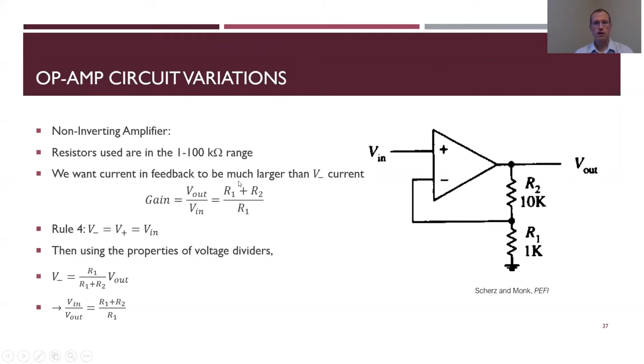The way to derive that, again, as usual, rule 4 with negative feedback says that V plus and V minus have to be the same thing. V plus I can see is V in, so that means that V minus is also V in. And then using the property of voltage dividers, V minus is R1 over R1 plus R2 times V out. So again, just solve that for V out over V in, and it gives you the equation we're looking for.